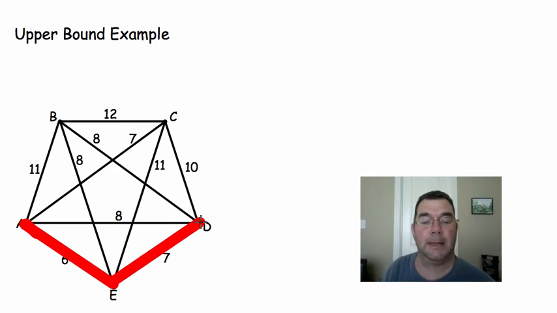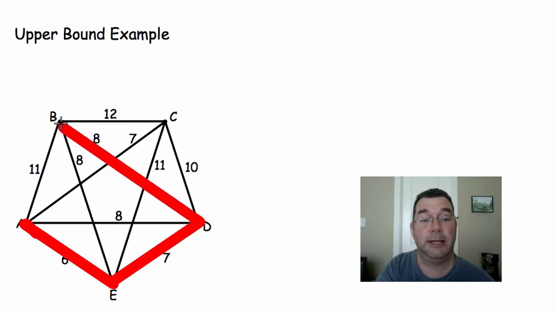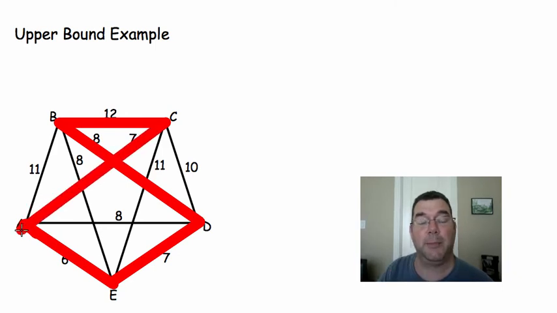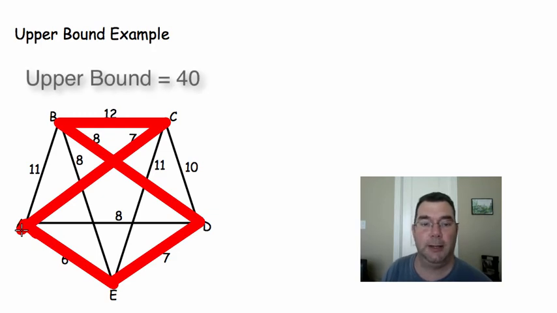Okay. Now from D, I can't go back to A, obviously, but I can go to B and I can go to C. B will cost me 8, C will cost me 10, so I'm going to go to B. And now the only other option I have is to go to C. It's the only vertex that hasn't been chosen yet, and then I go home. So if I add up all of those edges, I get a nice upper bound for what the best solution will be. Okay.